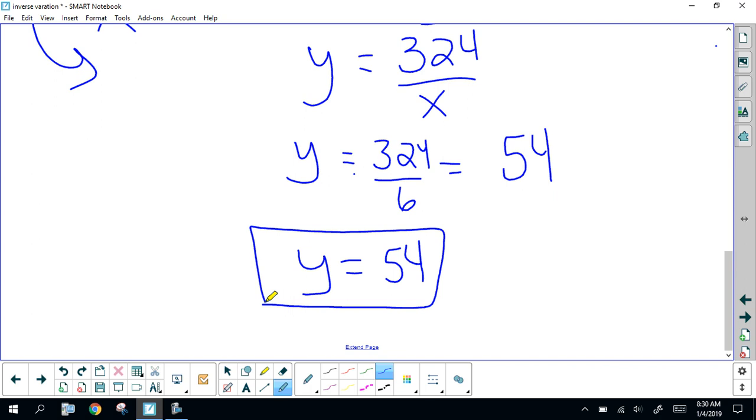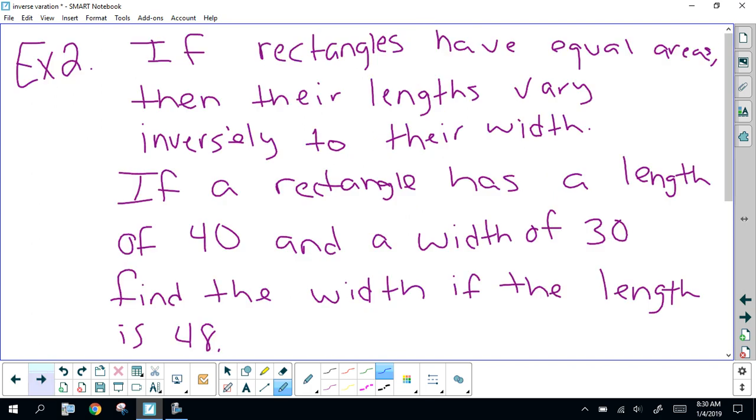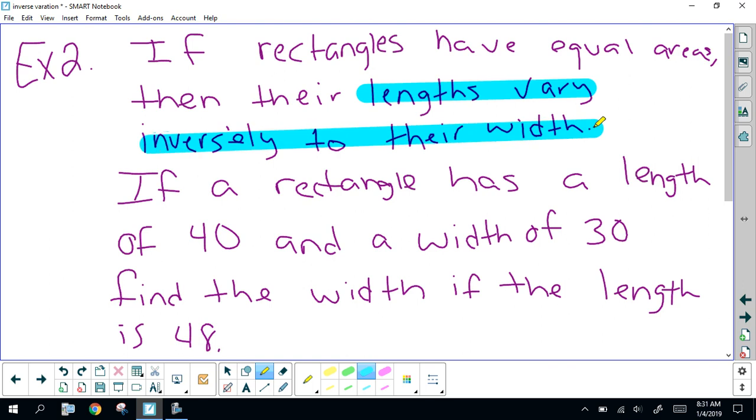Now, most of these problems, you're going to have a few of these like this, and then you're going to have some that are word problems. So if you look on your paper on example 2, you'll see this word problem. Again, I want you to fill it in accordingly, but I want you to help me interpret this word problem. If rectangles have equal area, then their lengths vary inversely to their width. When you're doing these problems, always find that first. Find what varies inversely. So in this case, it says their lengths vary inversely to their width.